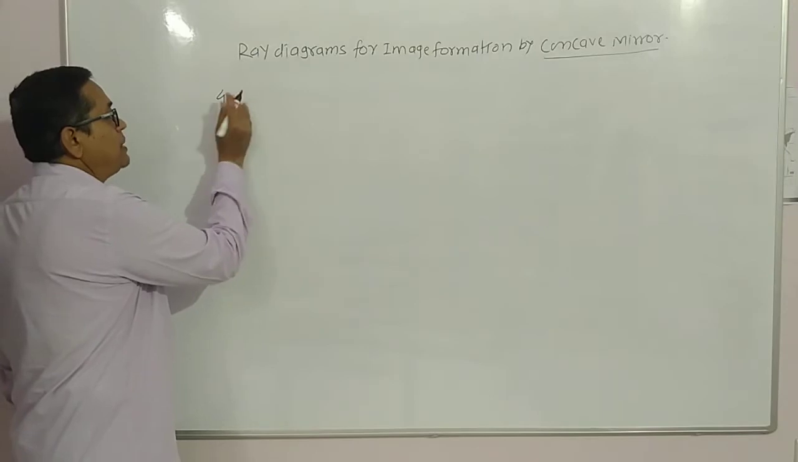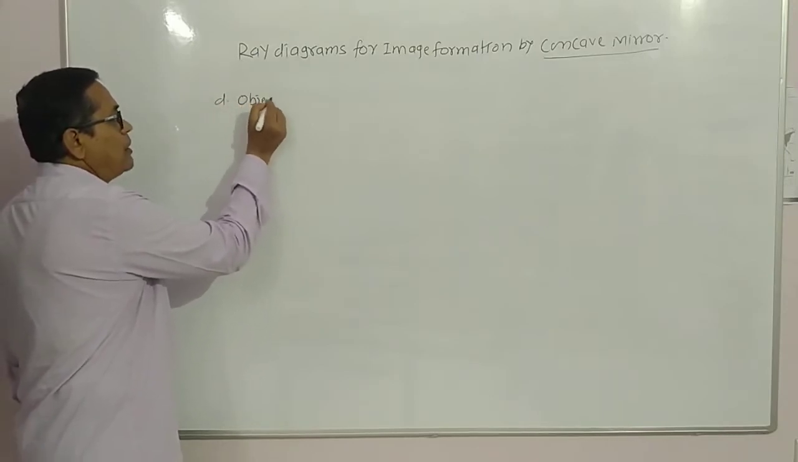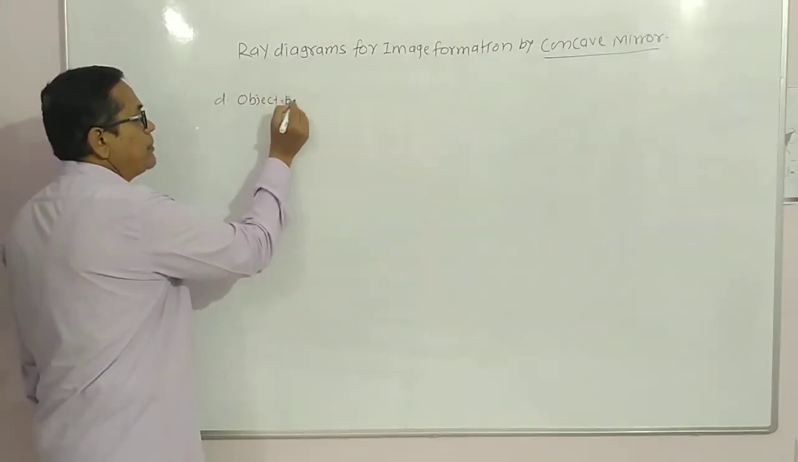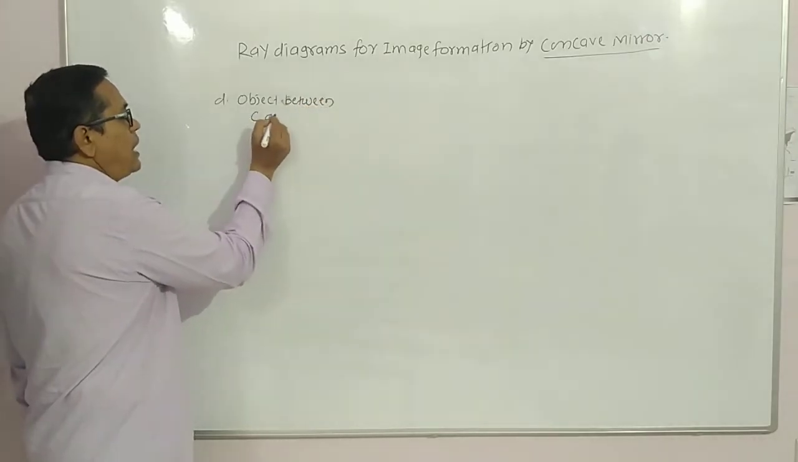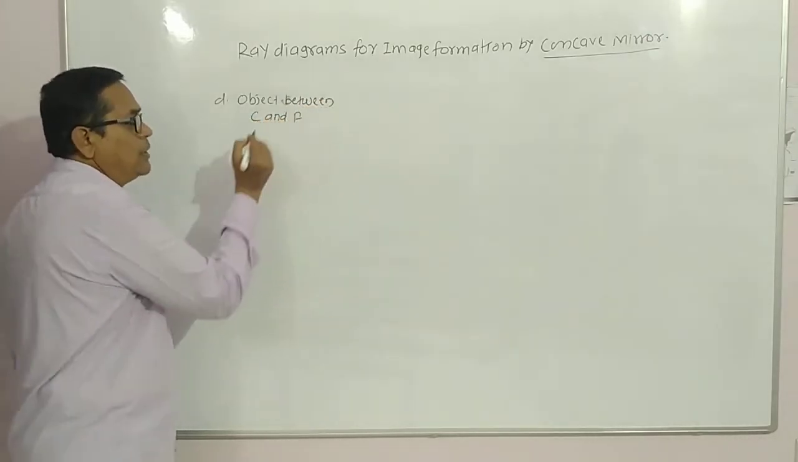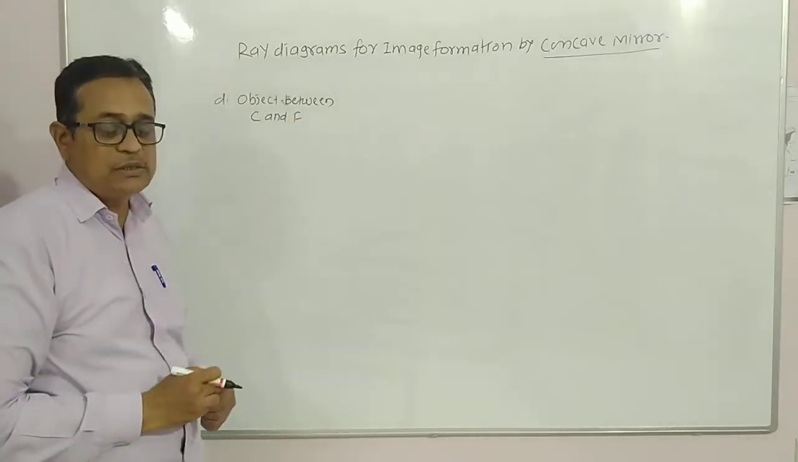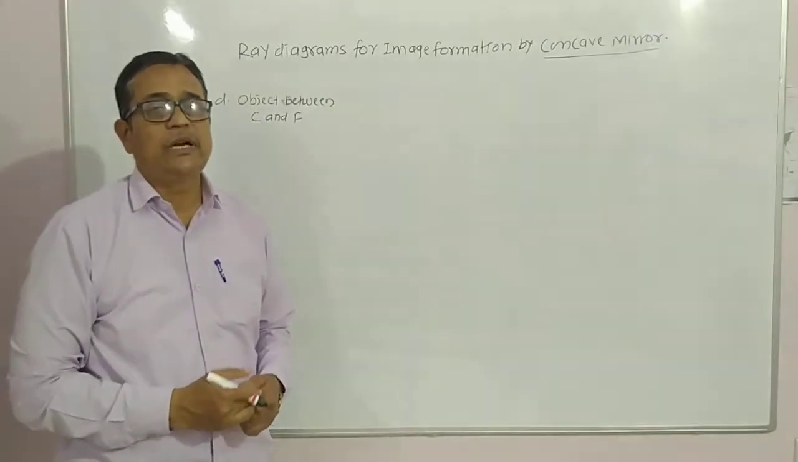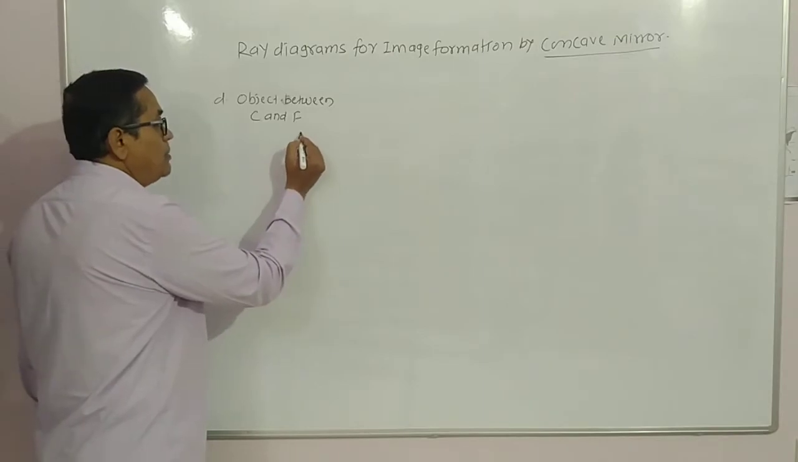Now object between C and F. When the object is between center of curvature and focus, then where is the image of the object? Here we draw the diagram.